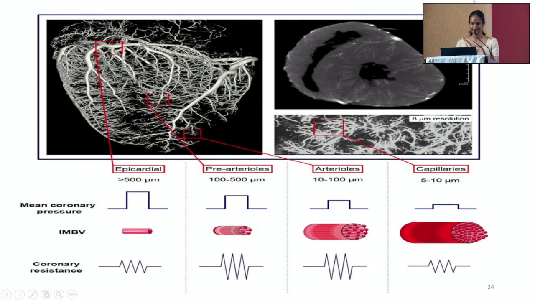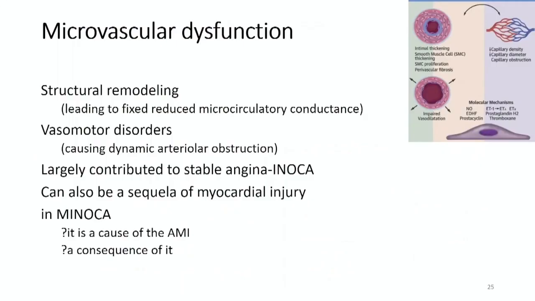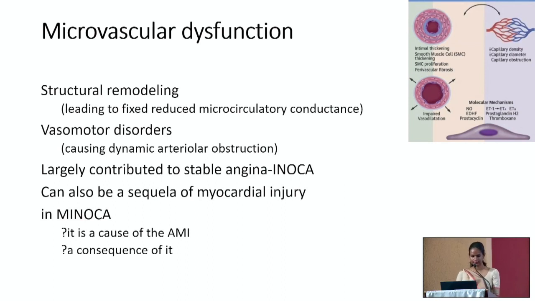So this is another picture. This is a cross-section of the heart showing the tiny arteries going in and supplying the myocardium, and this subepicardial portion of the myocardium, which is farther away from the large arteries, is more prone to get ischemia. So this microvascular dysfunction can be in two ways. The tiny arteries can structurally go wrong, which can cause structural remodeling, and they can go functionally wrong as well because of vasomotor disorders.